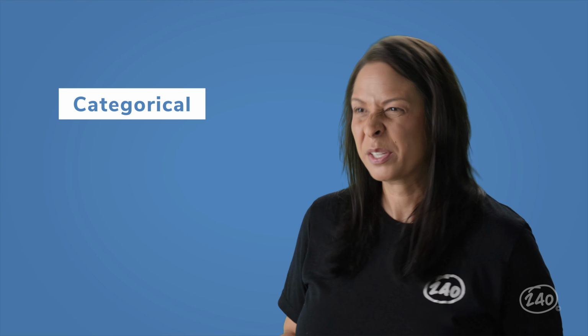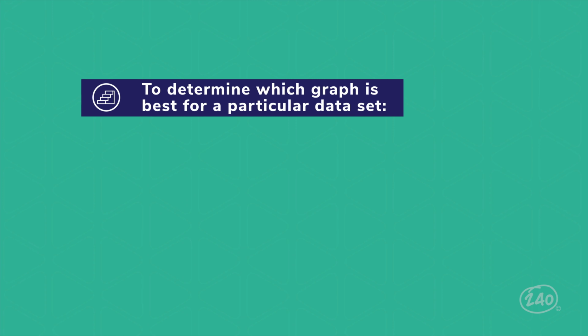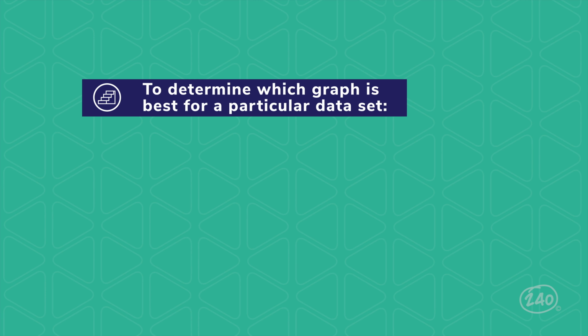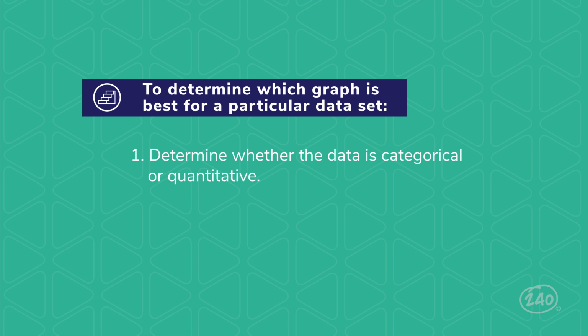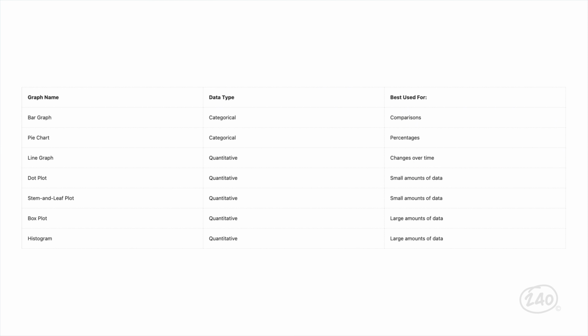Collected data will be categorical, using categories or groups, or quantitative, using numbers. To determine which graph is best for a particular data set, you should, number 1, determine whether the data is categorical or quantitative. 2, decide which graph will work best for the given data. Take a look at this chart to see graph names, graph data types, and what these graphs are used for.